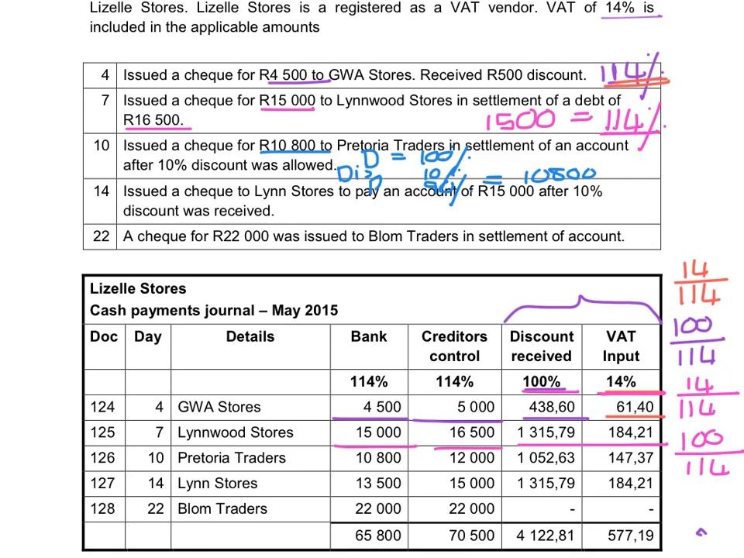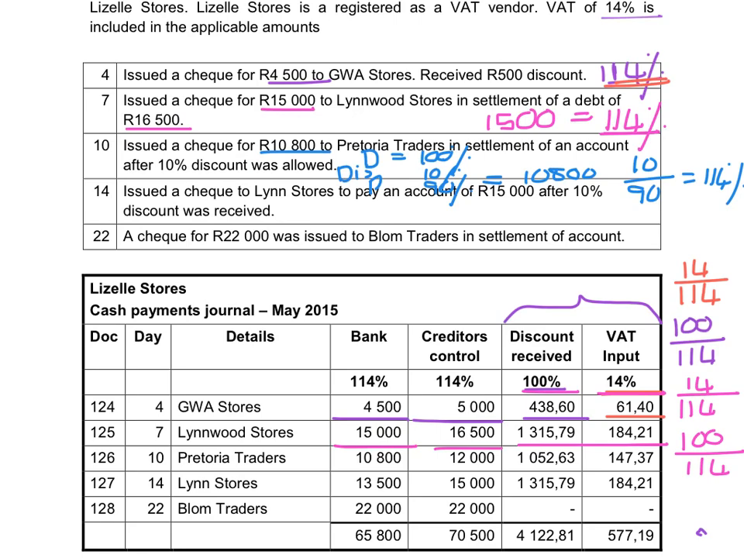If I want to calculate the discount, it means the one that I want, 10, divided by the percentage that we know, 90, times 10,800, and that will give me the total discount. And this total discount equals 114% because it will equal the VAT that is included in it.